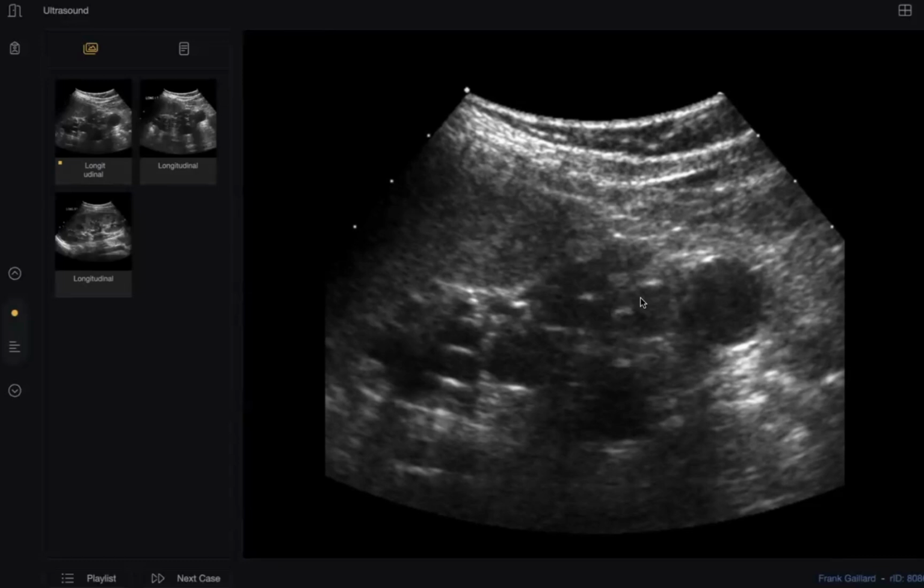Multicystic dysplastic kidney, any abnormality in the contralateral kidney or its associations. Great. Yes, like PUJ obstruction on the contralateral side. Great, doctor. Brilliant, really. Thank you, doctor, so much.